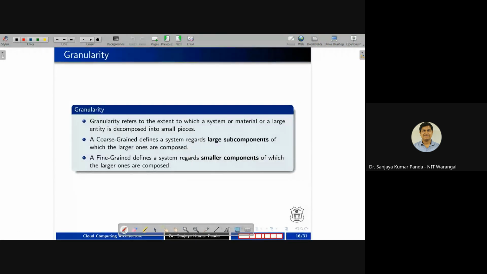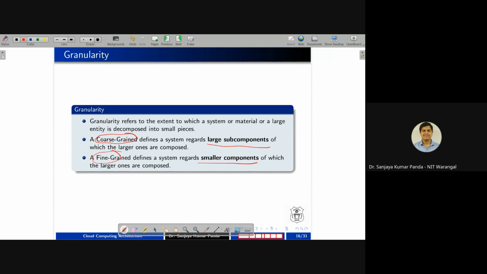Okay, now I told you about granularity. Granularity means up to what extent you are going to decompose a particular component. So when you go for coarse grain, we consider large subcomponents. But when you go for fine grain, we go for smaller components. So what is the meaning of larger component and smaller component? That we will see with the help of one example.